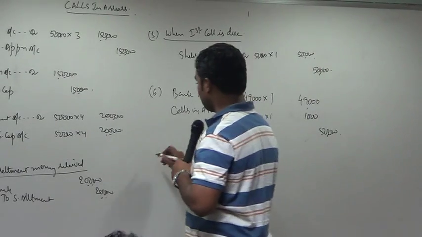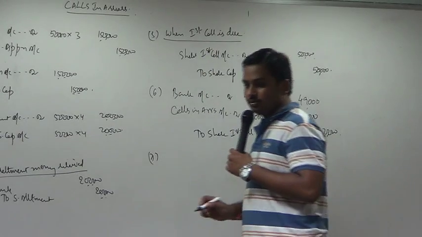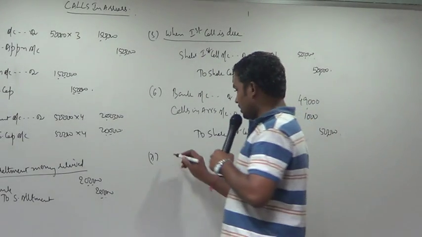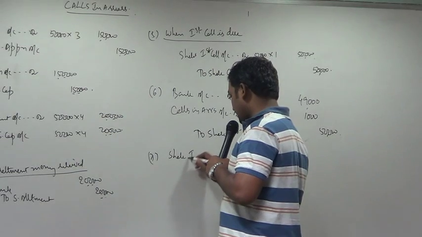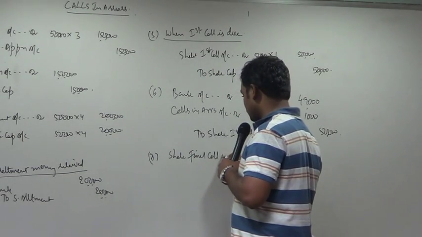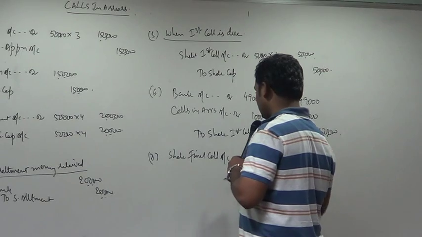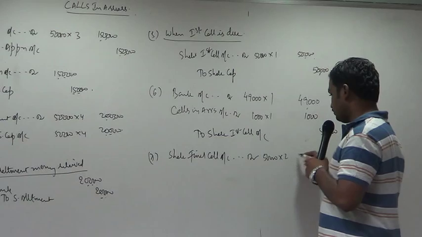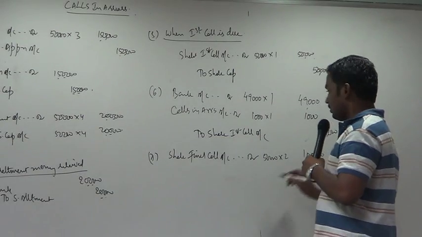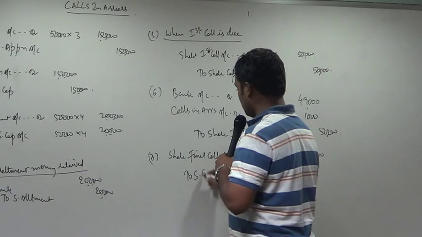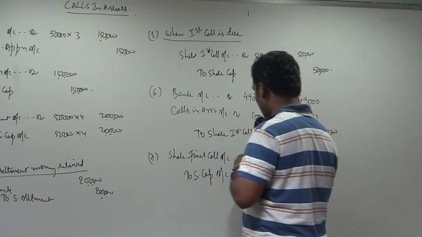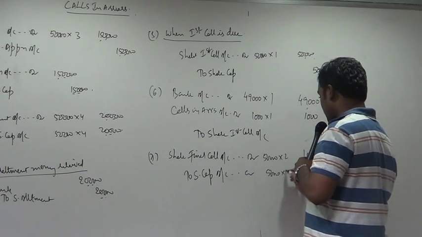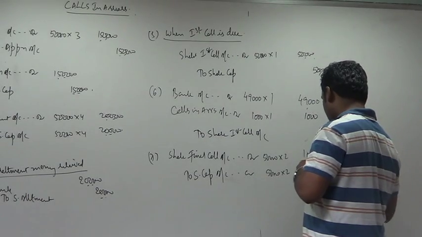When final call is made due, what is the entry when final call is made due? Share final call account debtor, 50,000 into 2, 1 lakh, to share capital account credit, 50,000 into 2, 1 lakh.